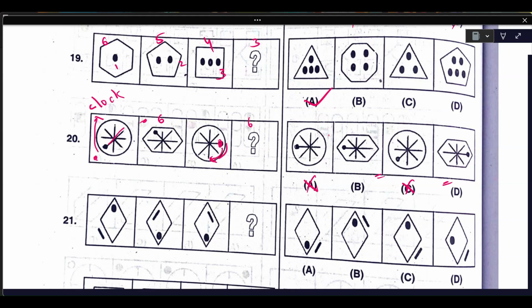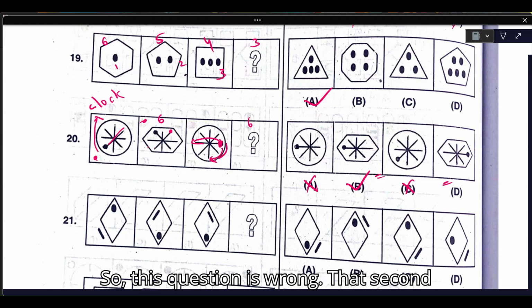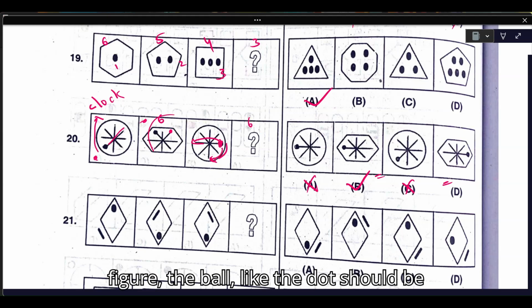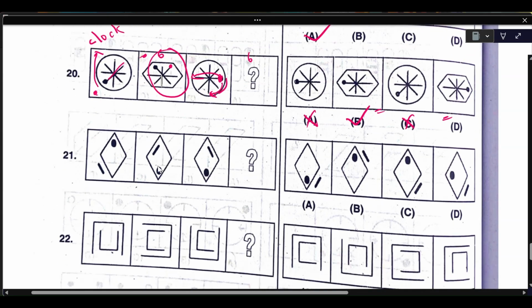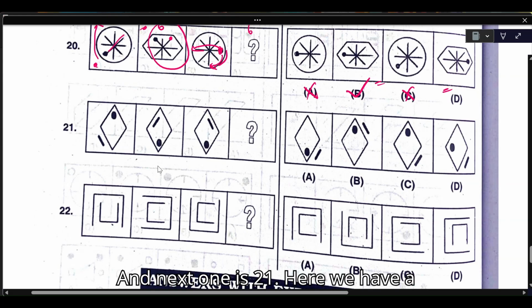So maybe actually the second figure should be like this, like the opposite of the question figure, like the first figure. Then when we go on to the left side, that is B. Okay, so this question is wrong. In that second figure, the ball, like the dot, should be here, then only it will become B as our correct answer.